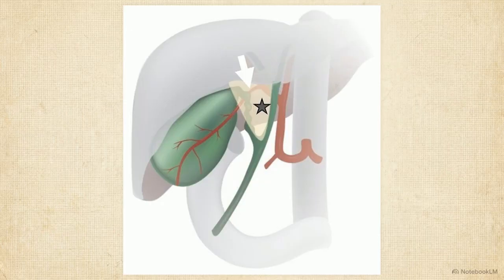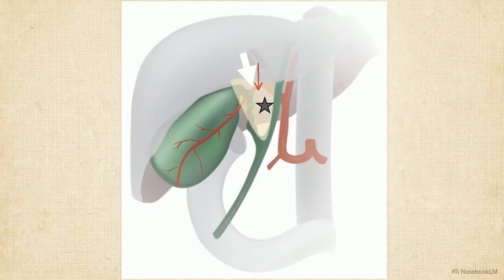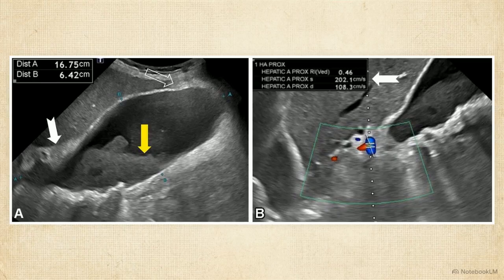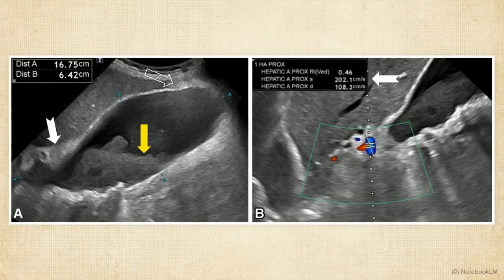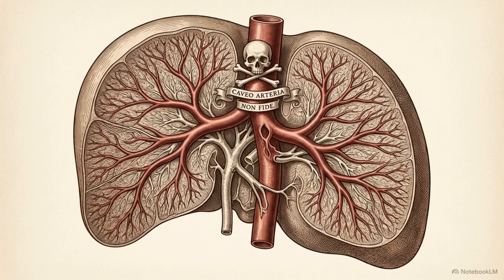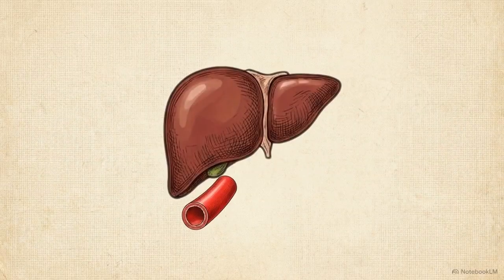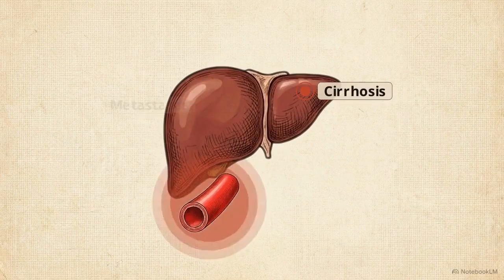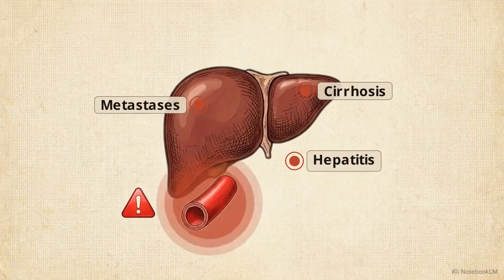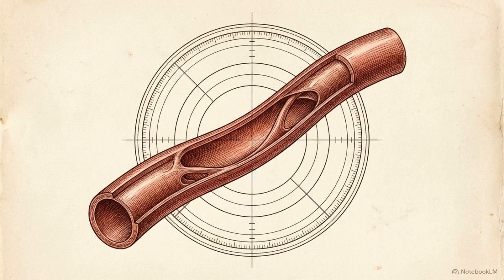Trace the vascular anatomy. The common hepatic artery branches into the right hepatic artery, which then gives rise to the cystic artery, the exclusive arterial blood supply to the gallbladder. Clinicians often measure the main hepatic artery velocity. This spectral Doppler readout, which measures the speed and direction of blood flow, shows a velocity of 202.1 centimeters per second. However, relying on the hepatic artery can be misleading. Because it supplies the entire liver, its velocity easily spikes due to unrelated liver pathologies like cirrhosis, metastases, or acute alcoholic hepatitis.